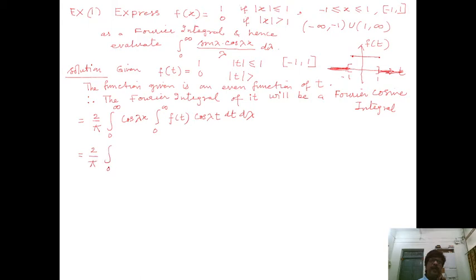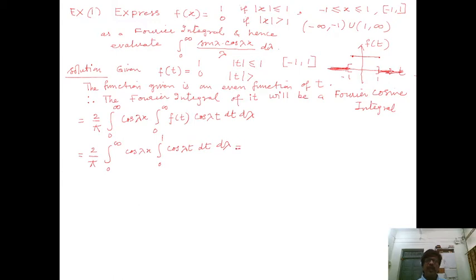What is the value of the function from 0 to infinity? From 0 to 1 it is taking the value 1, and from 1 and onward it is taking the value 0. So cos lambda x, between the limits 0 to 1 f of t is 1, cos of lambda t dt d lambda, and from 1 and onwards it is 0. So how have we split this 0 to infinity? 0 to 1 and from 1 to infinity. In 1 to infinity the function is 0, so that integral will also be 0.